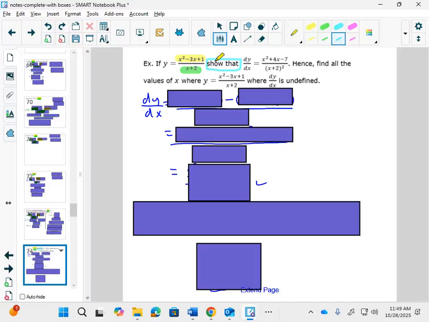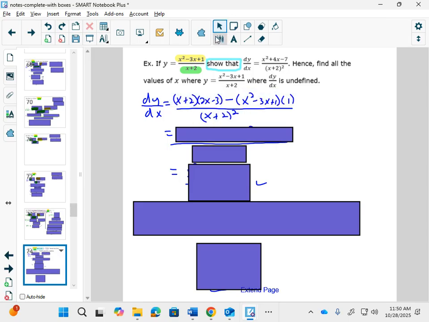But when we do the derivative directly, to start off with, it's not going to look like that. In fact, how do we do our quotient rule? Let's go through the steps again. We keep the bottom the same. So the bottom was x plus 2. I keep the bottom the same. I multiply by the derivative of the top. Well, the derivative of x squared is 2x. The derivative of minus 3x is minus 3. And the derivative of plus 1 would be 0.